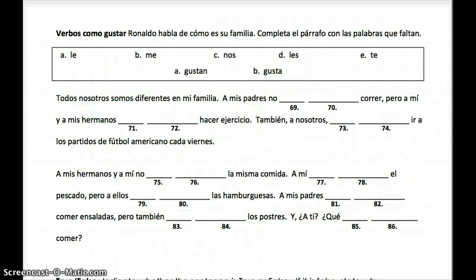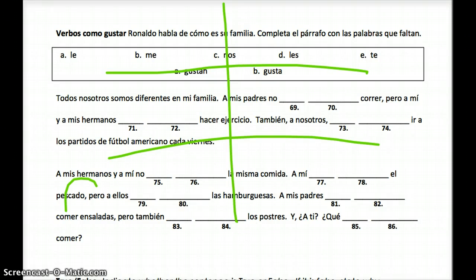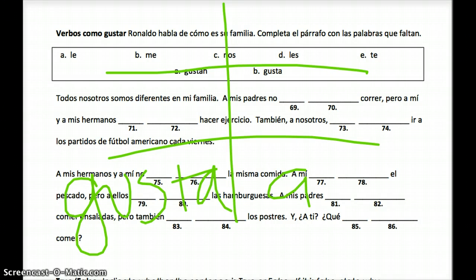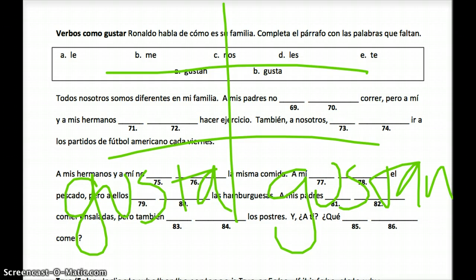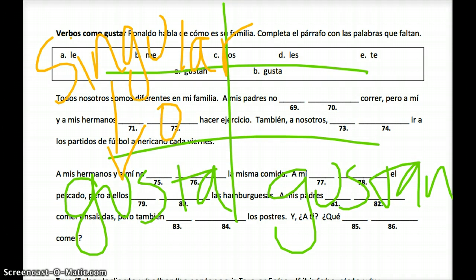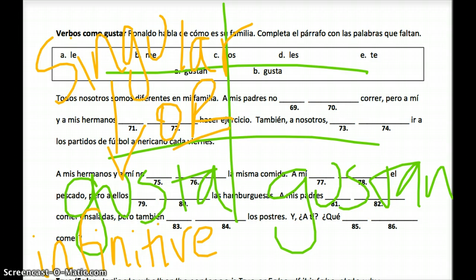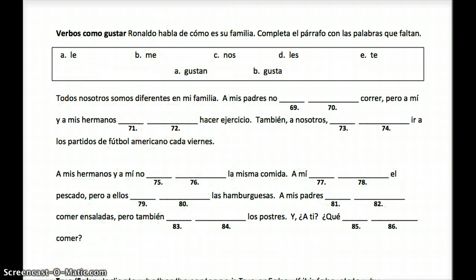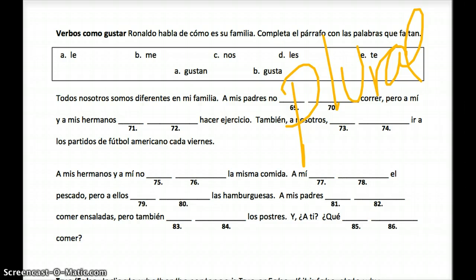So the things that are always going to be gusta versus gustan, it's going to be gusta if it is a singular thing or an infinitive right after the blank. And it's going to be gustan if it is plural. Something plural that makes me happy. So let's fill this bad boy out.